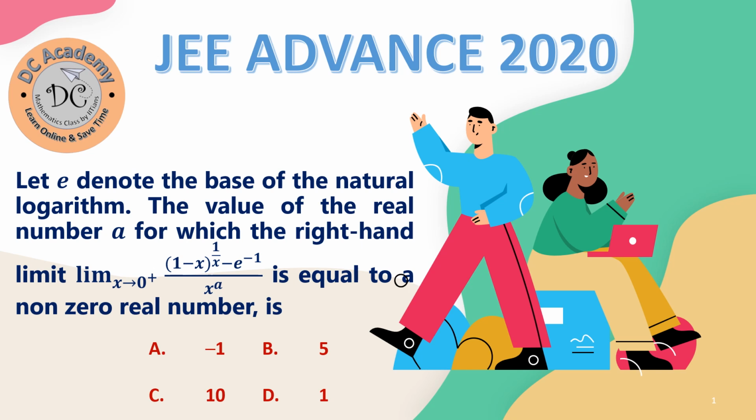Hi, in this video, we're going to solve a problem which appeared in JEE Advanced 2020. So let's understand the problem. Here, we are given a right-hand side limit, where x extends to 0 plus, and we need to find the required value. So basically, it's a problem of finding out the limit. Let's go ahead and try to find out the limit.